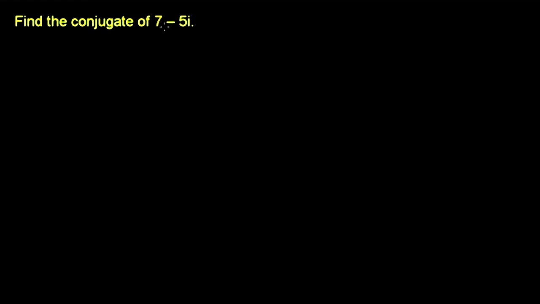It's really the same as this number. I should say be a little bit more particular. It has the same real part. So the conjugate of this is going to have the exact same real part, but its imaginary part is going to have the opposite sign. So instead of having a negative 5i, it will have a positive 5i. So that right there is the complex conjugate of 7 minus 5i.